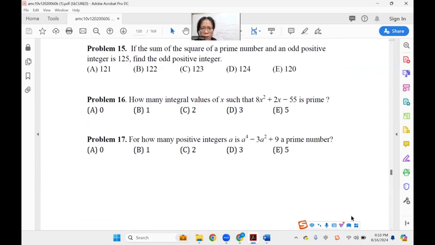How many positive integers a make it a prime number? Okay.